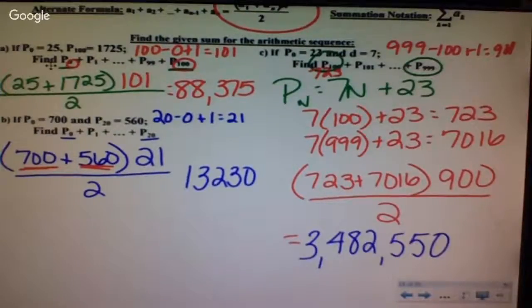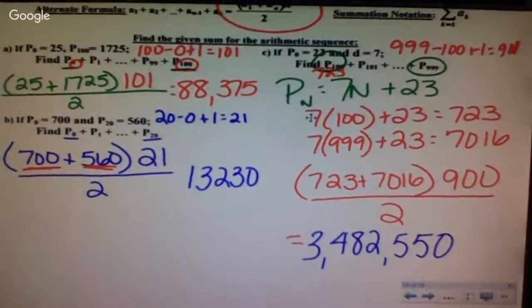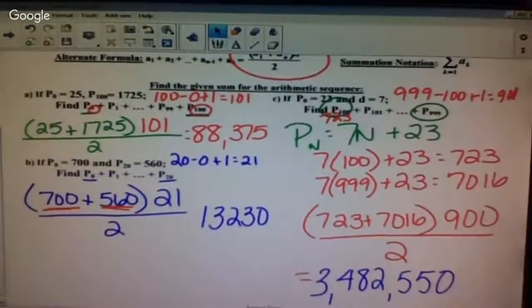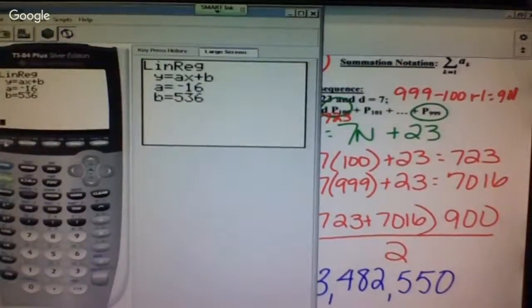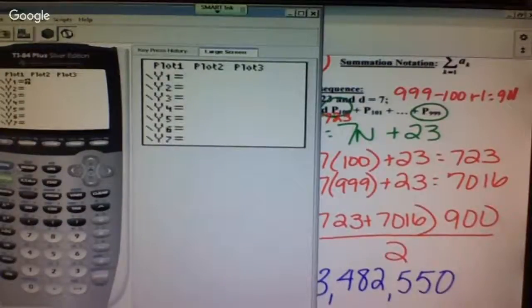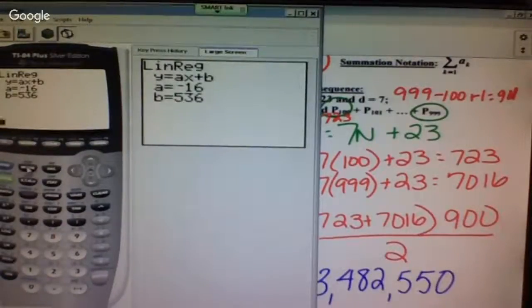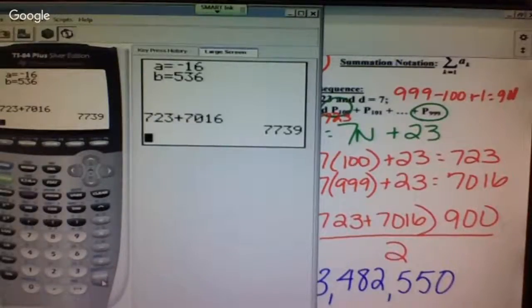Hold on, let me pull up the calculator here. Excuse me for 1 second, friend. That's what I got too. All right, so you would need to do 723 plus 7,016 equals. Did you hit equals first? Or put it in parentheses? If not, the calculator did order of operations differently. You need to tell it to add first, so be careful.